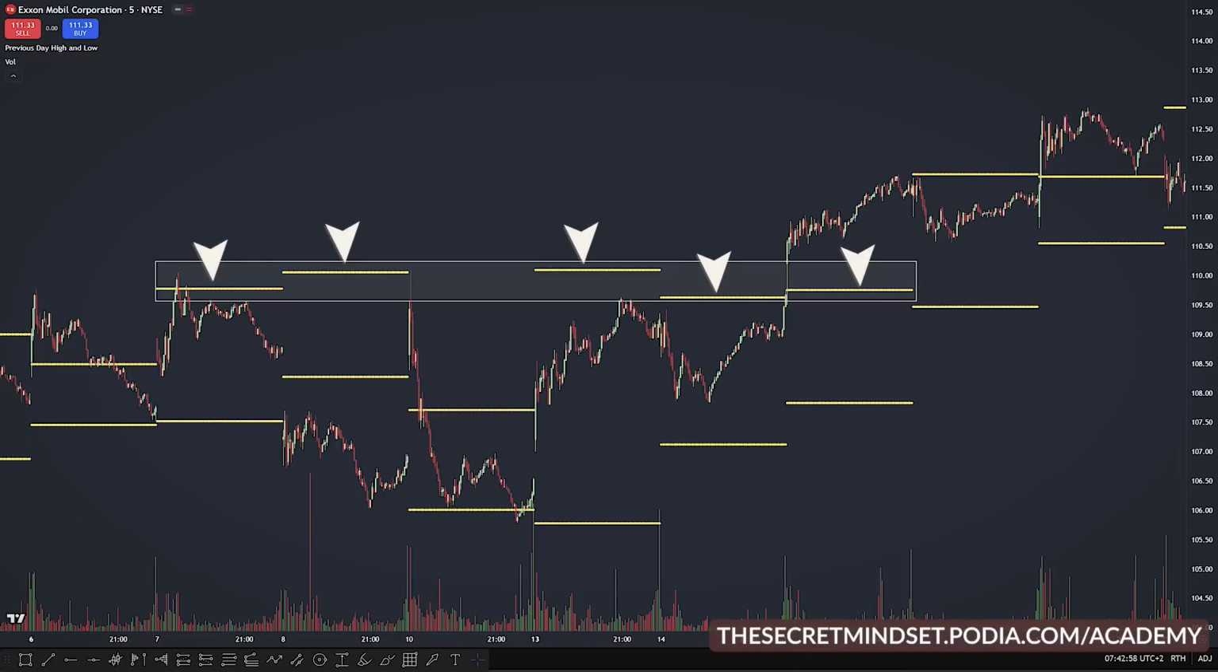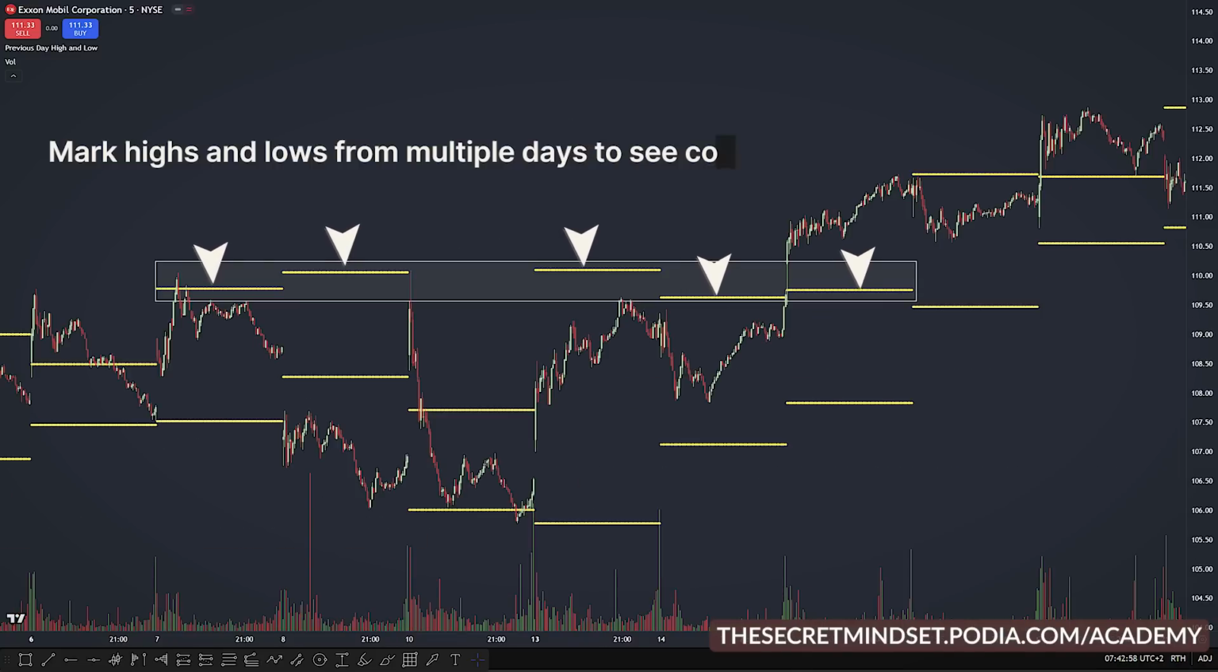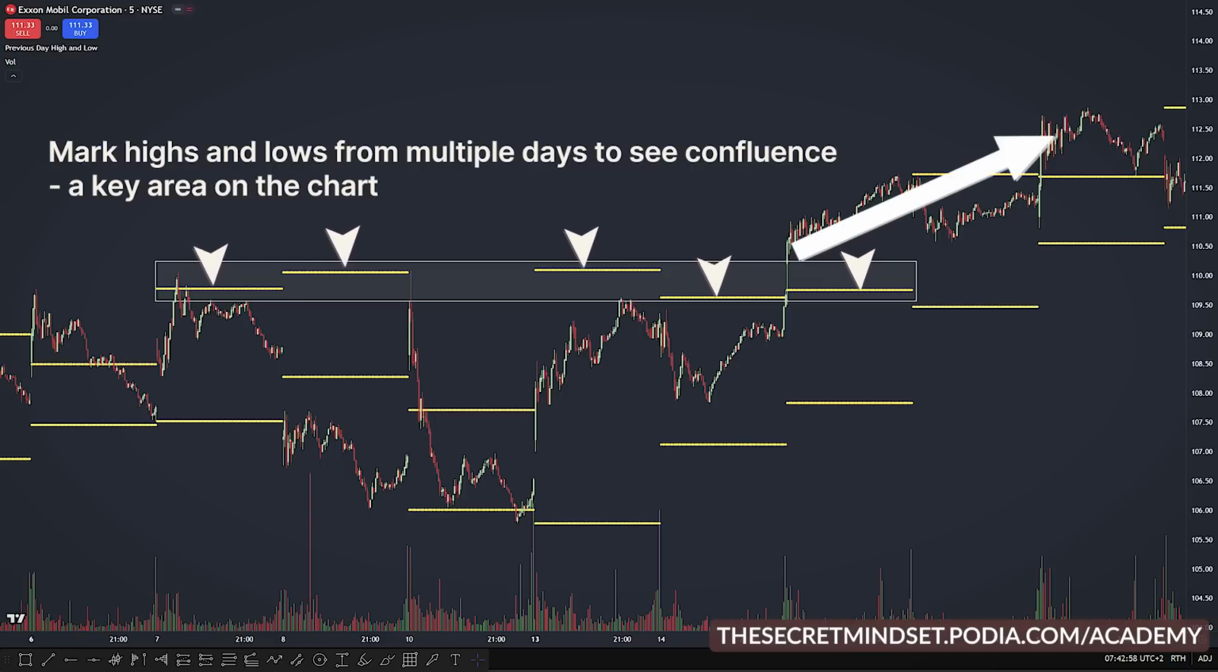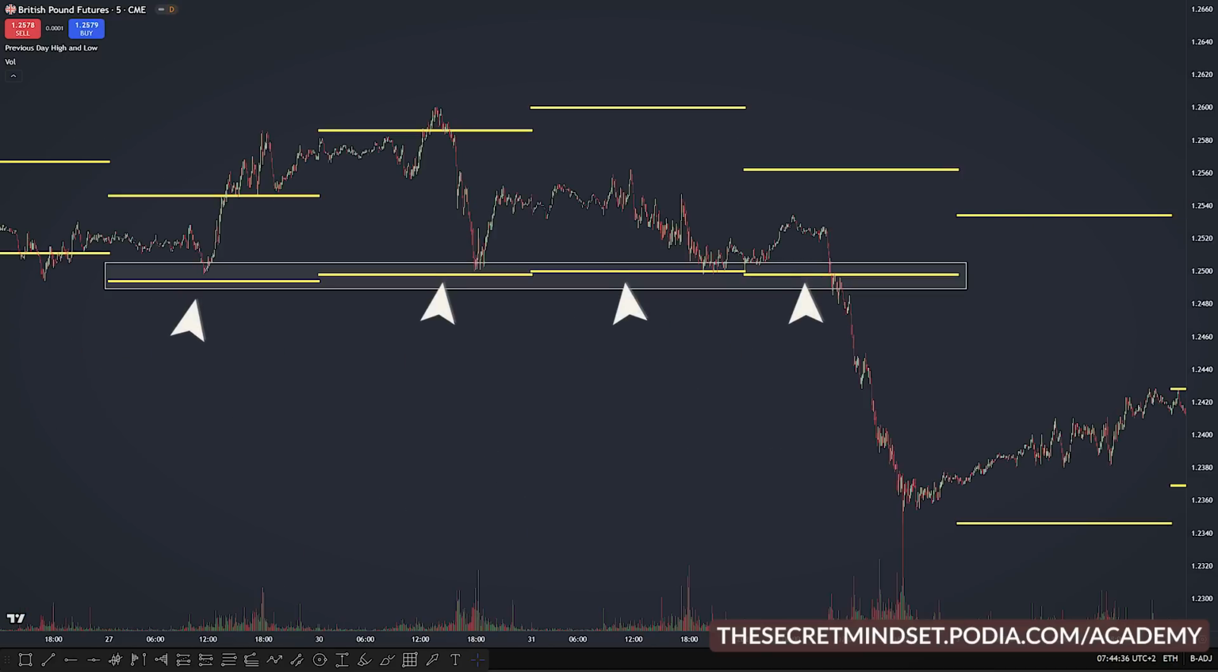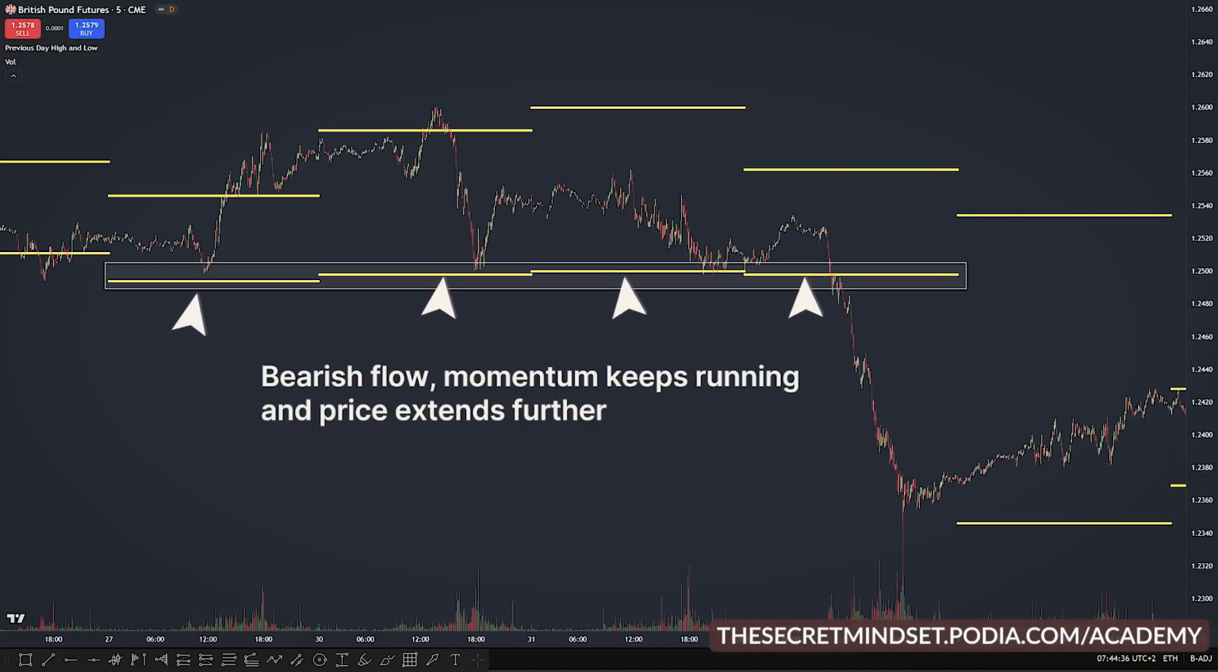Another interesting strategy is to mark highs and lows from multiple days to see confluence. If many past highs cluster in one region, that marks a bigger level on the chart. Order flow analysis also builds on these zones. In a bullish flow, price may seek buy stops above a prior high. When price drives higher, that might feed more buying interest. In a bearish flow, it might head for sell stops below a previous low. If momentum keeps running, price extends further. If it fails, it can whip back.